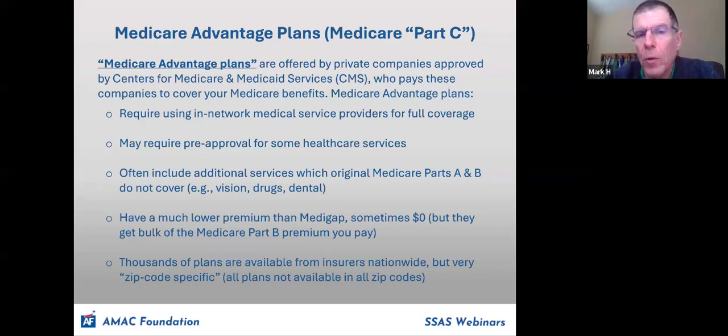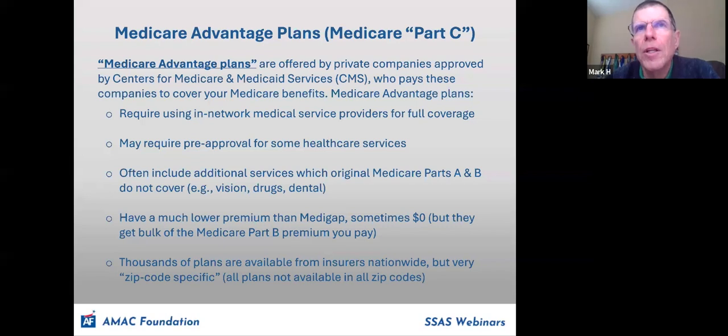Premiums often are lower than what you would pay with standard Medicare and a Medigap or a supplement. There are lots of these plans available. They're set up by an individual's place of residence. You can do research online, put in your zip code. It would tell you the plans and their ratings.